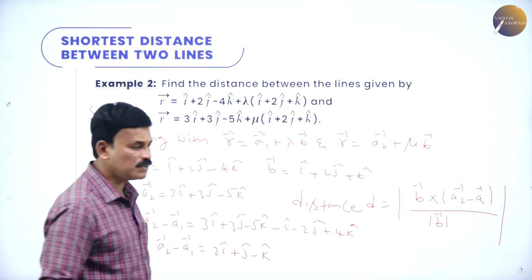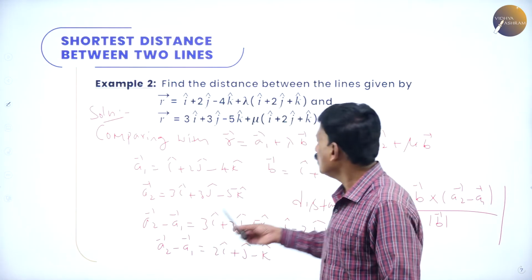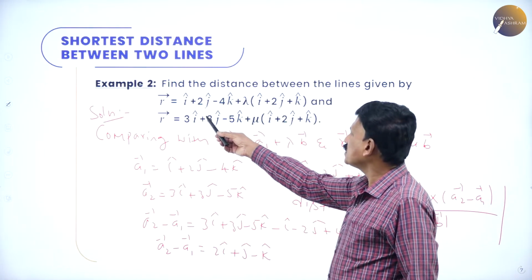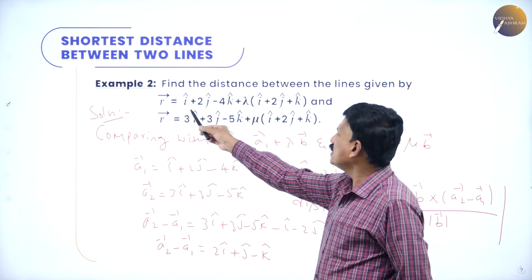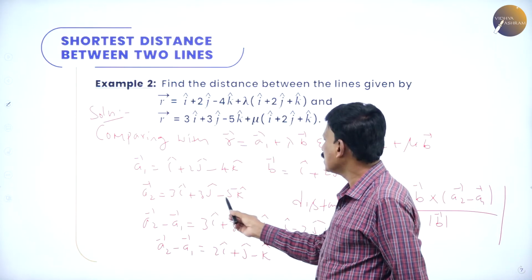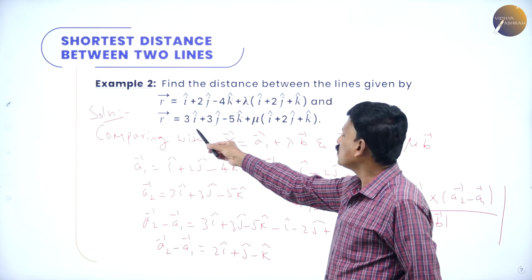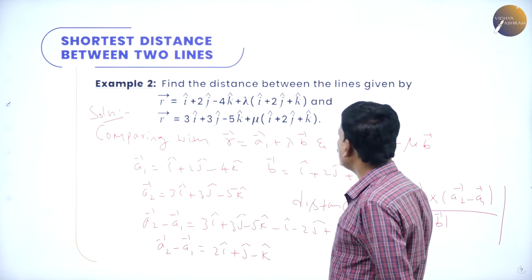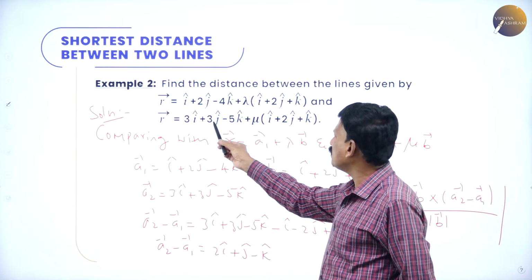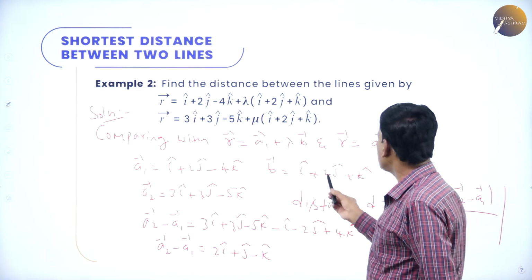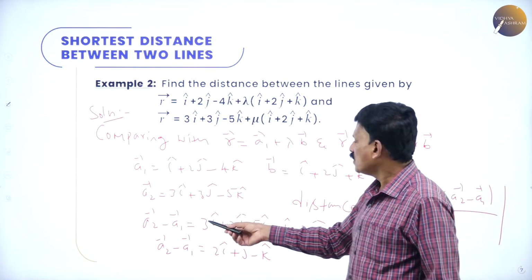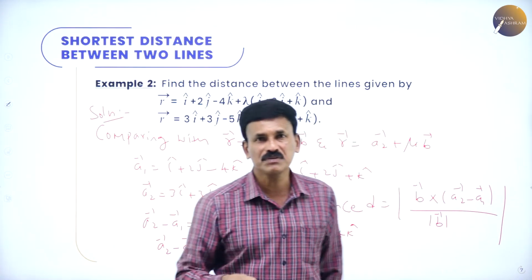Okay, listen to me here carefully. Comparing with the standard equation, vector r is equal to A1 plus lambda times B, where A1 is equal to i plus 2j minus 4k, and r is equal to A2 plus mu times vector B, where A2 is equal to 3i plus 3j minus 5k, and vector B is equal to i plus 2j plus k. Now what is the formula to find the distance between the parallel lines?